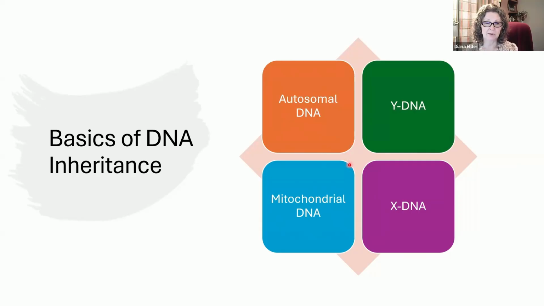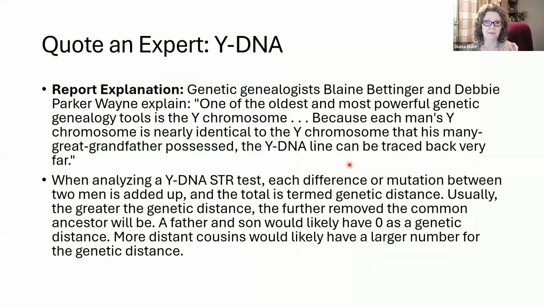So here's an example of how you could put this in the body of the report. And this is using yDNA. And one thing that you have to remember is you don't always have to write this yourself. You can quote an expert. So in this little bit taken out of a report that I wrote, I used genetic genealogist Blaine Bettinger and Debbie Parker Wayne's book.